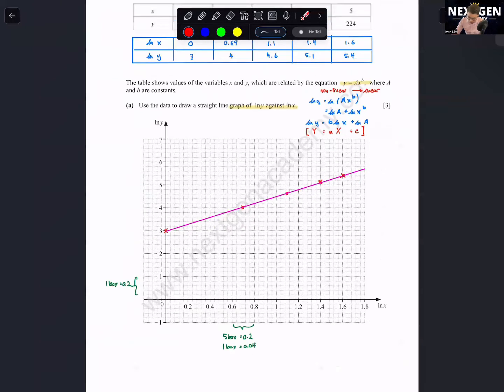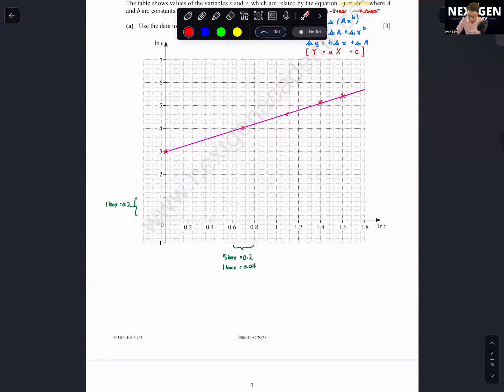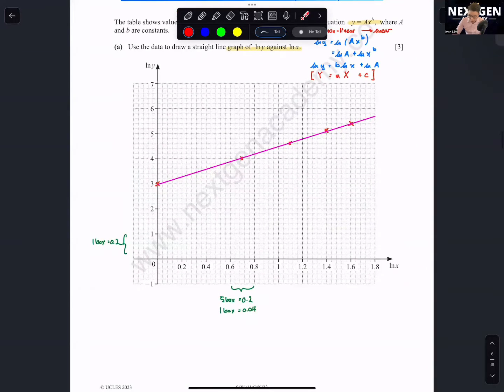Okay, let's go to the next one. Use your graph to estimate the value of a and b. Give your answer correct to two significant figures. We have to look back into the equation. What is a and what is b? A is not just your y-intercept, but ln a is your y-intercept.